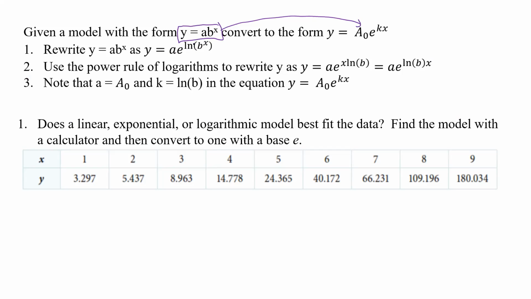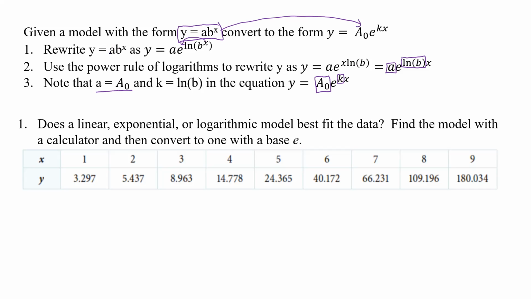Now, what do we know about rules of logs? That means we can bring down our x here, and then we have y equals a e to the x times ln of b. Well, we can rewrite that as ln of b first, times x. And if we look at that, we notice that this piece looks like what k could be. This piece could be what a naught is. And so we're going to say a is equal to a naught. That's just from our equation.